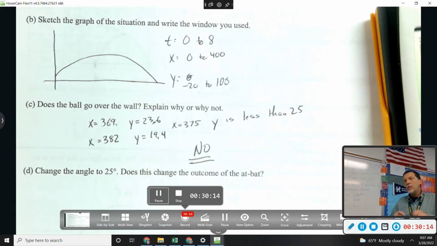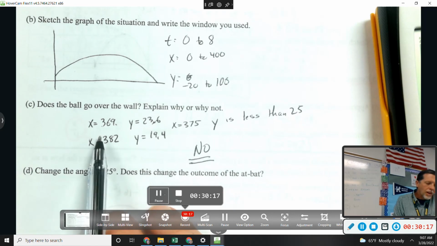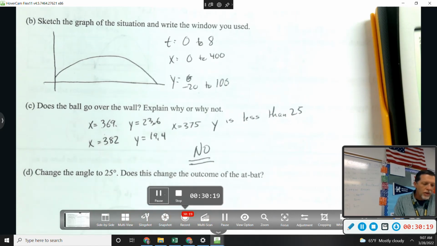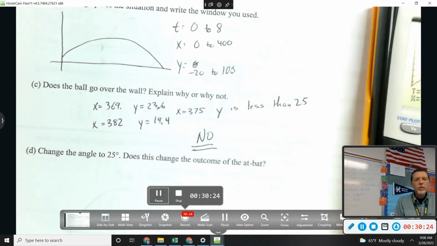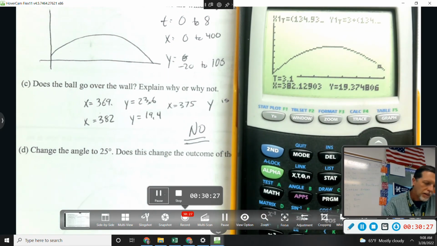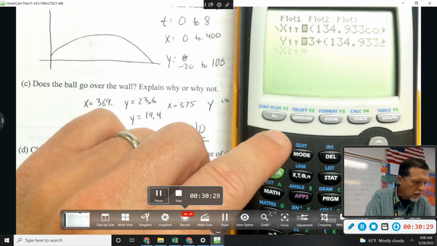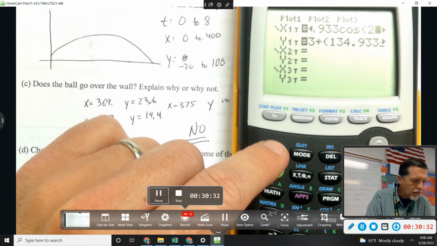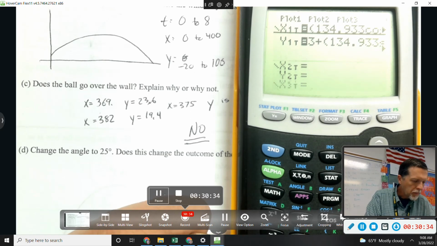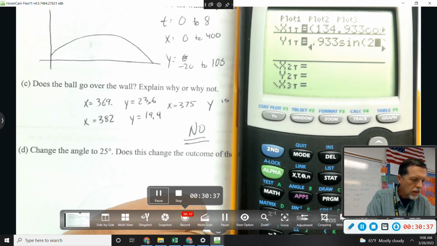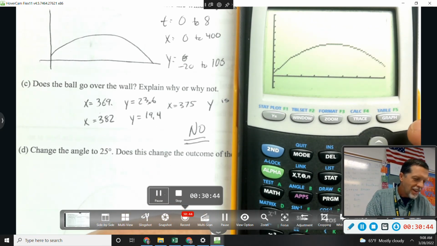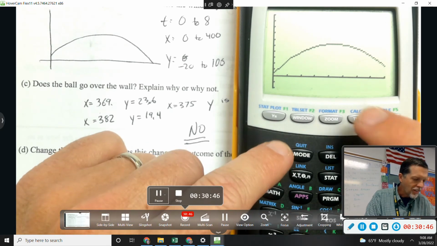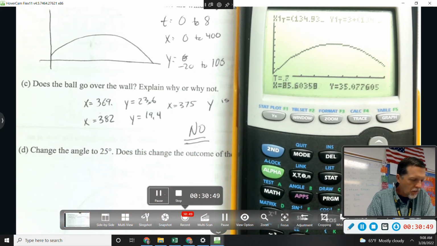Again, if you want to zoom in so that you can get x equals 375 and figure out where the ball is, change the angle to 25 to just change the outcome of the at-bat. Well, this is an easy fix. Go change it to 25. I'm going to change my angle by 1 degree. Okay, second trace. Go out to 375.